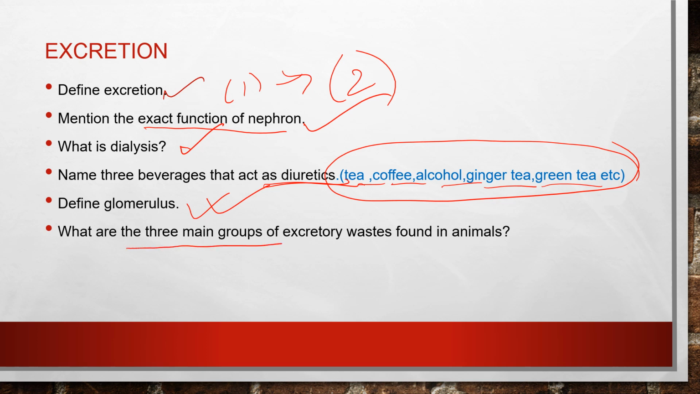Next comes: define glomerulus. And then, what are the 3 main groups of excretory wastes found in animals? Think for a while. Think what we can write when this question comes. What are the 3 main groups of excretory wastes found in animals? So what are they?